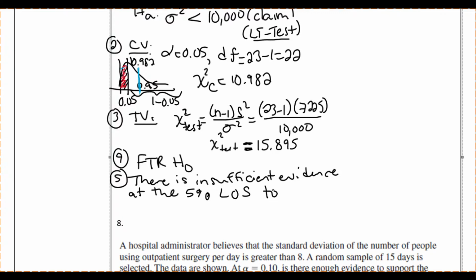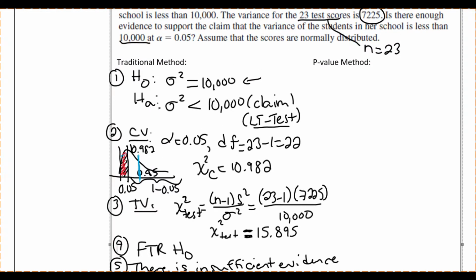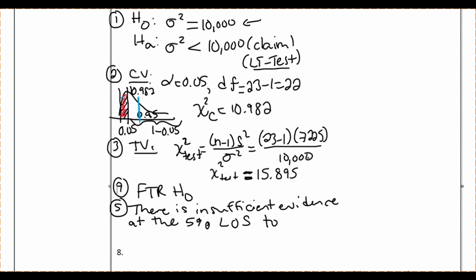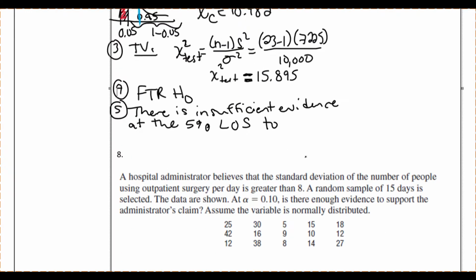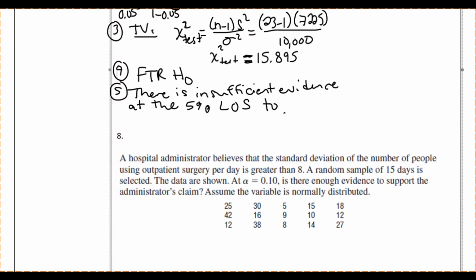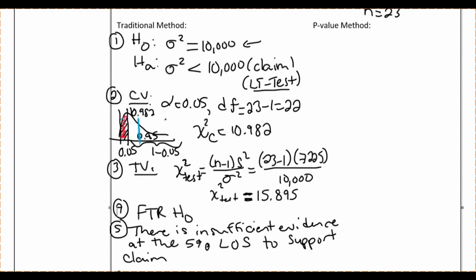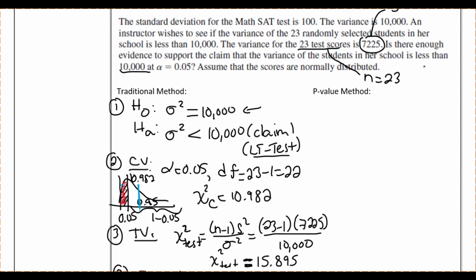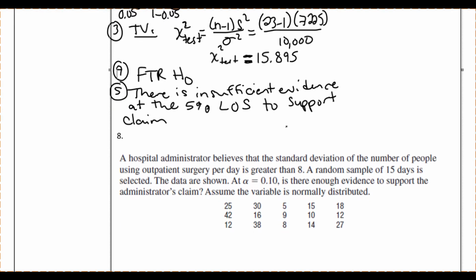Now, since our claim belongs to our alternative, this means that we're going to use the word support instead of reject. So there is insufficient evidence to support the claim. And if you go to the problem, the claim was that the variance is less than 10,000.